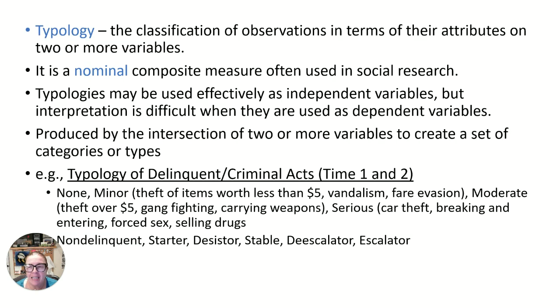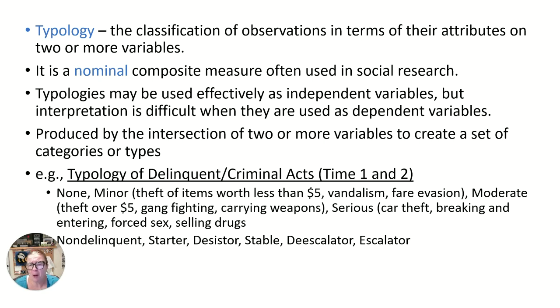So this is basically classifying observations in terms of the attributes on two or more variables. It's a nominal composite measure. It's often used in social research. That's our field, social sciences. They can be used effectively as independent variables, but they're generally not good as dependent variables, right? So we can use them to try to predict some dependent variable.